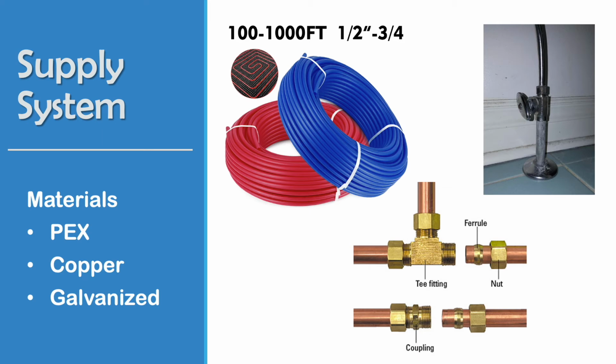However, every single joint needs to either have couplings like we see here or be sweat soldered on site. So it's more labor, and it is also not as flexible in that every time you change directions, it's a joint. The third type is galvanized, and we do see galvanized.